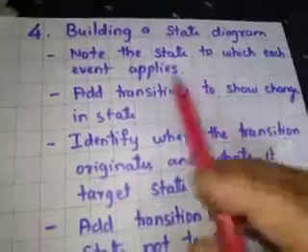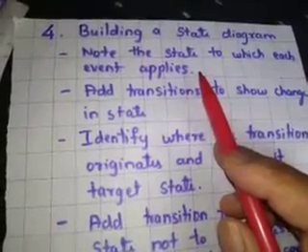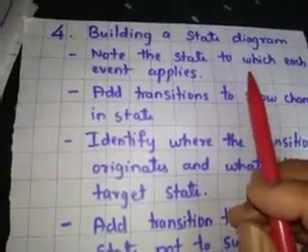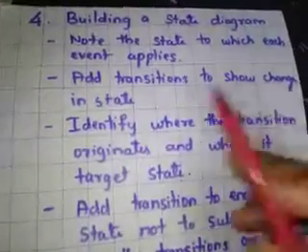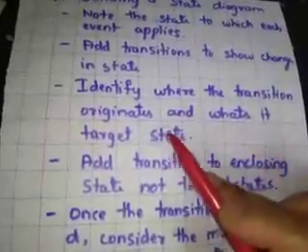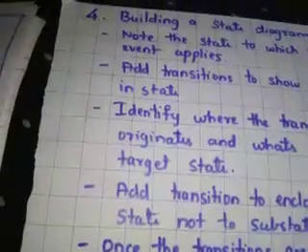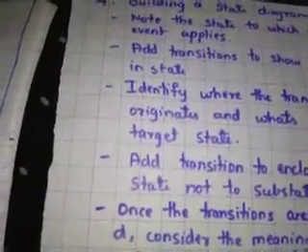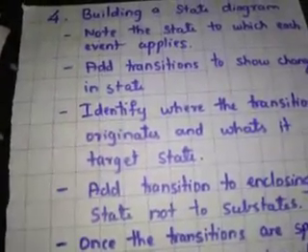The state to which each event applies has to be identified. Now we have found out different states like closing account, opening account, right? So when different states are found, to which object they apply has to be identified first. Next is to add the transition to show the changes in the state. Identify where the transition originates and what its target state is. Whenever a transition is happening, you should identify which state has initiated the transition and what its target state is.